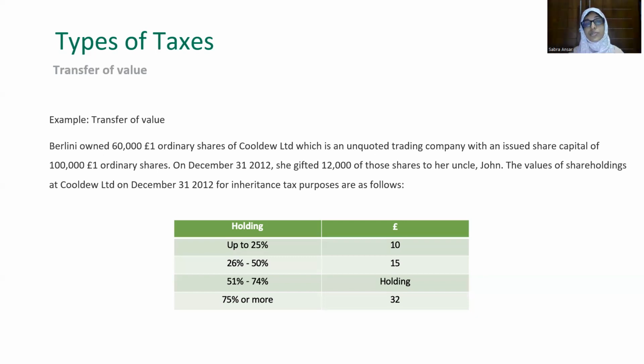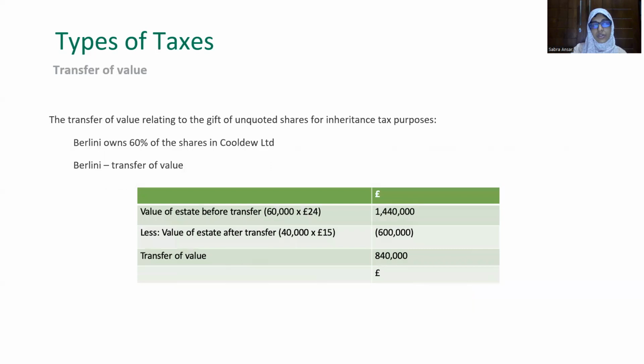Now, for a holding of up to 25%, it would be £10. For 26% to 50%, it's £15. For 51% to 74%, there is a value per share, and for 75% or more, it will be £32. So this is what it says about the valuation. Now let's try to calculate this and see how it can be calculated.